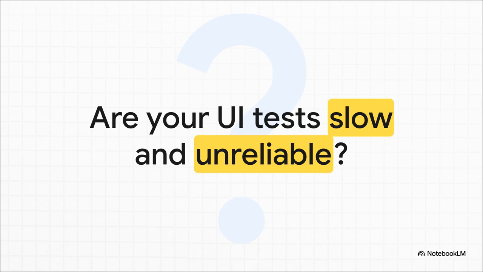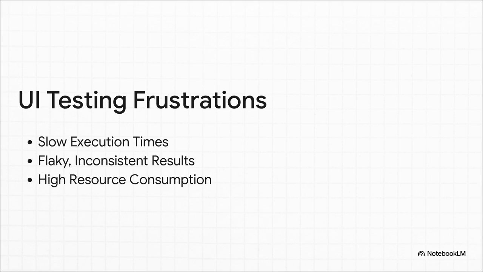Does this sound familiar? You kick off your UI tests, and you just sit there, waiting and waiting. Or even worse, after all that waiting, they fail for some random reason you can't figure out. It's frustrating, right? Yeah, these are the usual suspects. Your tests take an absolute eternity to run, slowing down your whole workflow. They get flaky, passing one minute and failing the next, which makes you stop trusting them altogether. And on top of that, they chew up a ton of your computer's resources. It's a tale as old as time, but what if there's a better way?